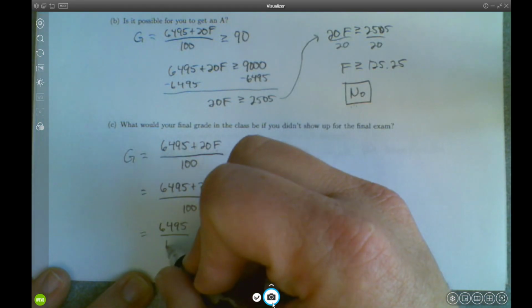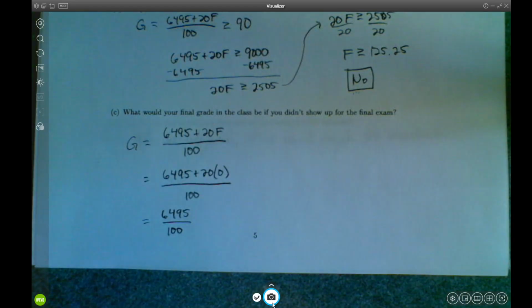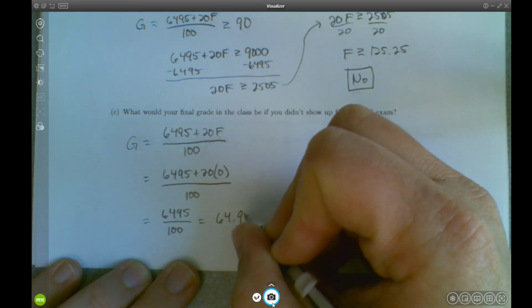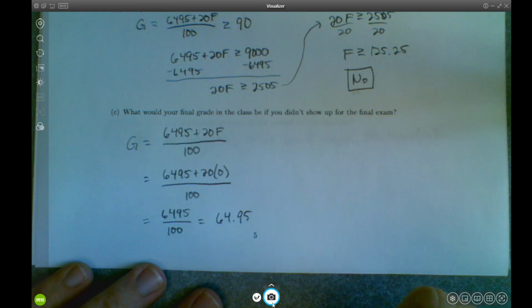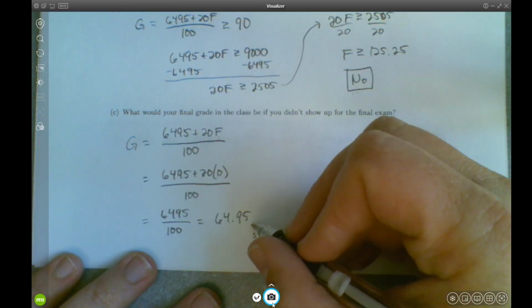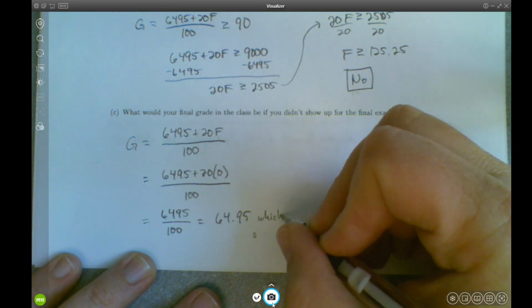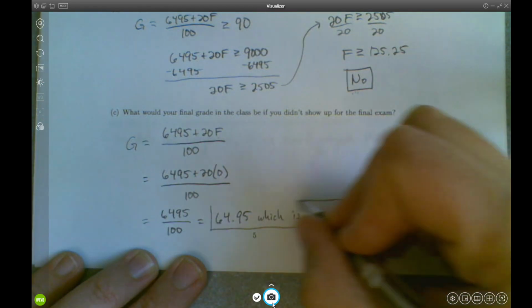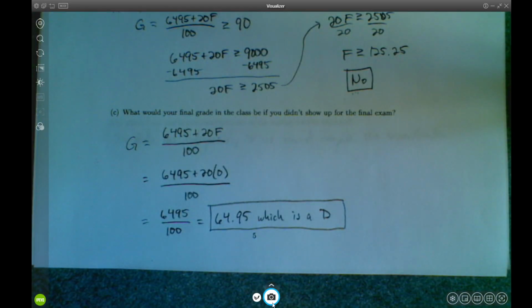Or in other words, just 6495 divided by 100. Now you can punch that into your calculator, but dividing by 100 is easy. We just move the decimal 2 times to the left. So this would come out to 64.95% in the class, which is a D. So no, you better show up and take the final exam. Otherwise you're going to get a D and you're going to have to repeat the course.